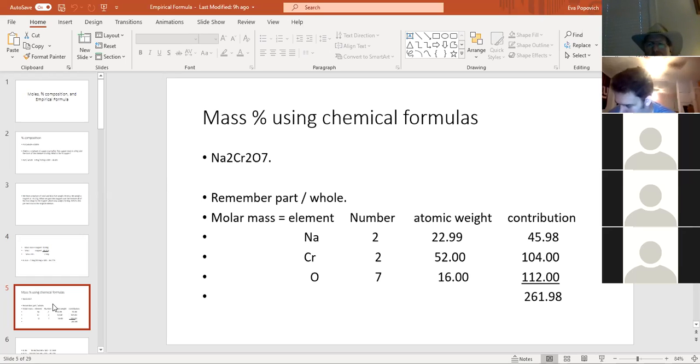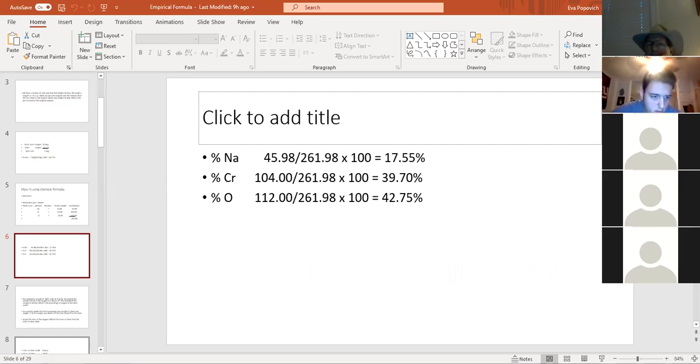Now, simply speaking, in order to get the mass percent of each one of the elements, all I've got to do is take the element's contribution and divide it by the molecular weight. I have the percentage. So for sodium, that was 45.98 divided by the molecular weight. I got 17.55% sodium. Chromium, 104 divided by 261.98. I got 39.70% chromium. Percent oxygen, I got 112 divided by 261.98. That gives me 42.75%.